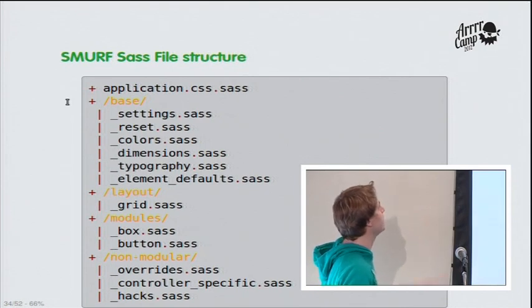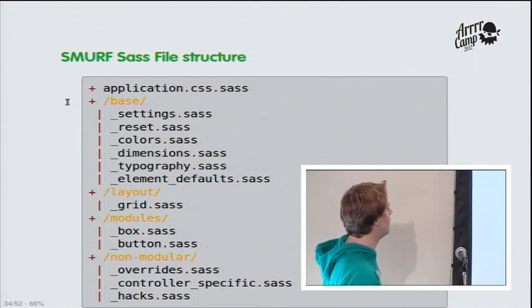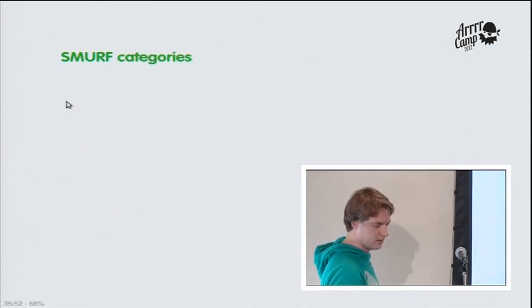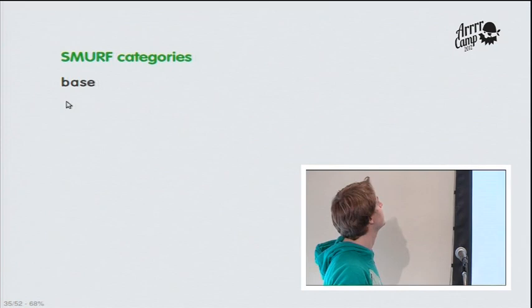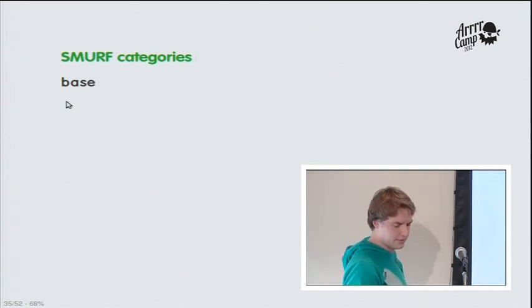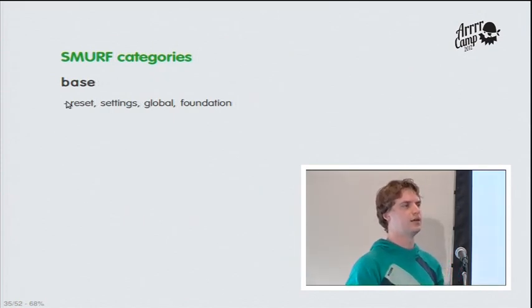So you have a main style sheet that imports all your partials, and you have 4 different categories of styles. And I'll explain in more detail what those categories are for. First you have a base category where all your global foundation styles are going to go. This is stuff that all the styling is going to build and rely upon.